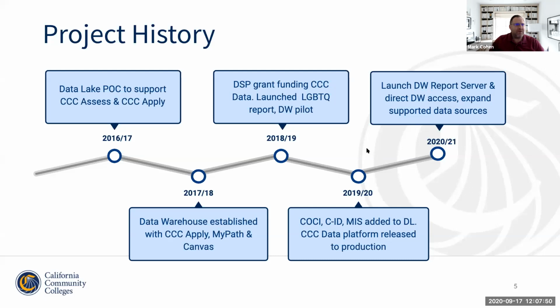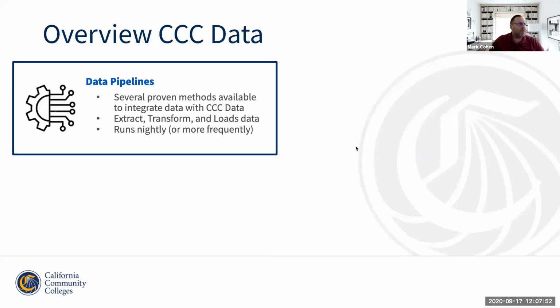As far as an overview of the platform, when I talk about CCC data, it's made up of 4 key components. The first is a series of data pipelines which connect to a variety of source databases within the CCC data platform.